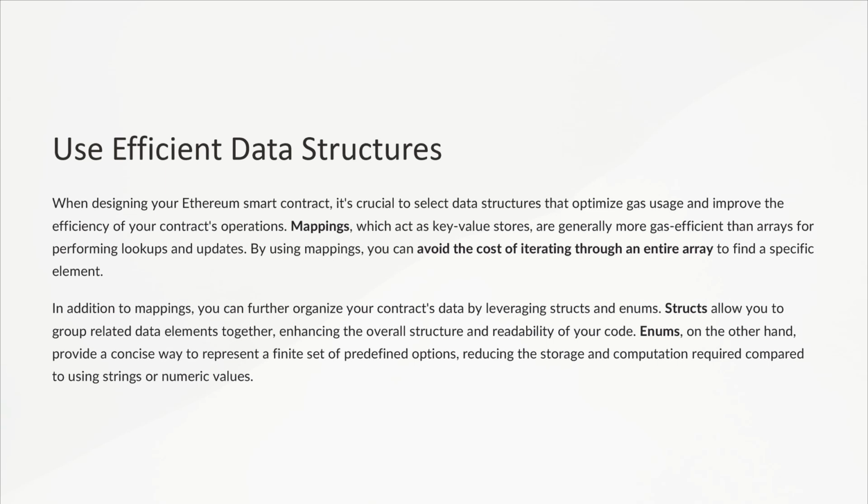By using struct, you can group related data elements together. On the other hand, enums allow you to represent a finite set of predefined options, reducing the storage and computation required compared to using strings or numeric value.